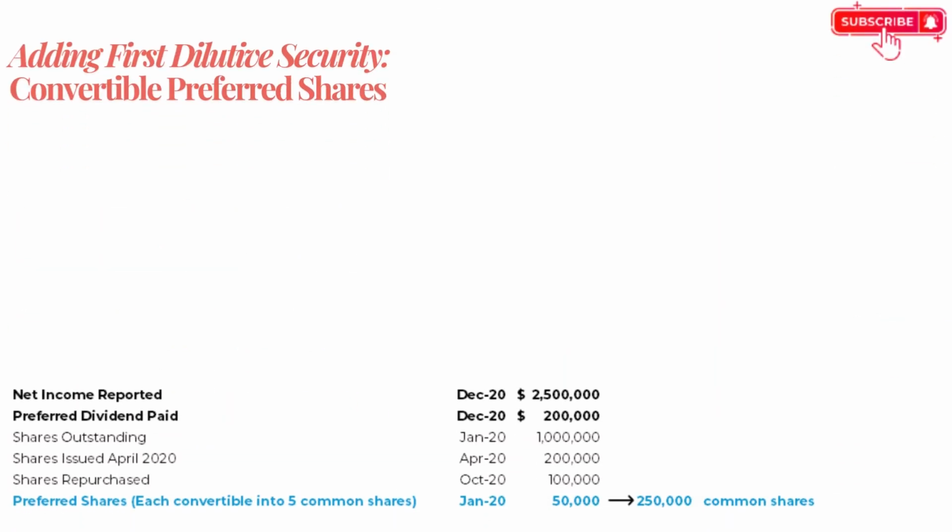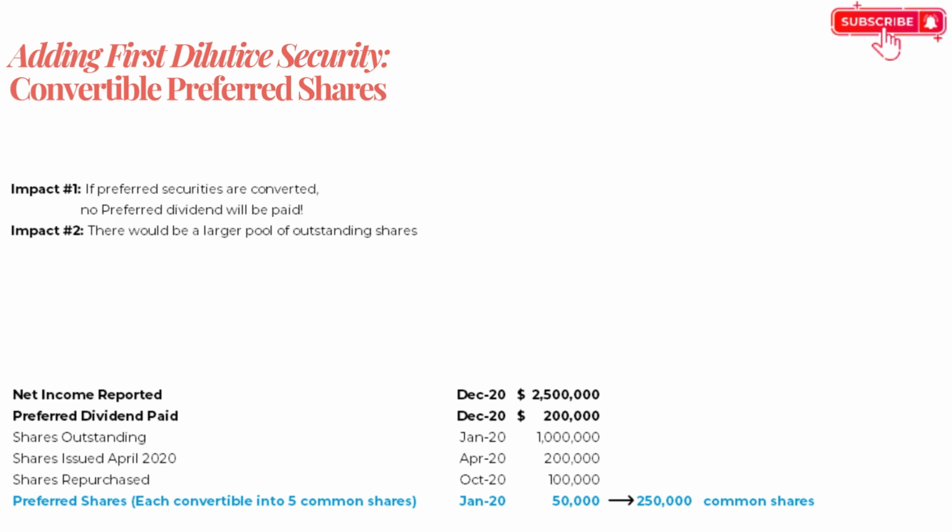All right, that was pretty easy. Let's add our first dilutive security, convertible preferred shares. So what happens if all eligible shares are converted? Well, first of all, if preferred securities are converted, that means that there would be no preferred dividend to be paid. And number 2, there would be a larger pool of outstanding common shares.